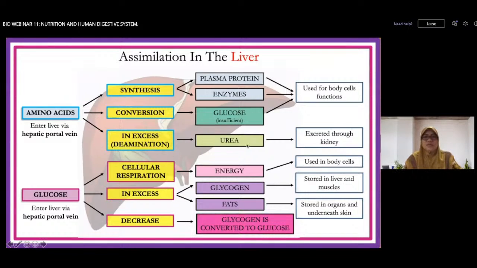Kalau lebih-lebih amino acid tak bagus okay, kita akan convert kepada urea and then kita akan excrete through the kidney. So actually kalau amino acid lebih dalam badan kita, dia akan menyebabkan kumpulnya uric acid, urea kan, dia boleh menyebabkan penyakit gout. Okay. So that's why kalau orang penyakit gout dia tak boleh makan benda yang banyak protein, seafood semua tu tak boleh makan, ikan bilis semua kan, macam tu.